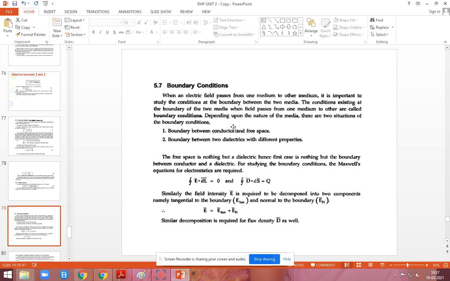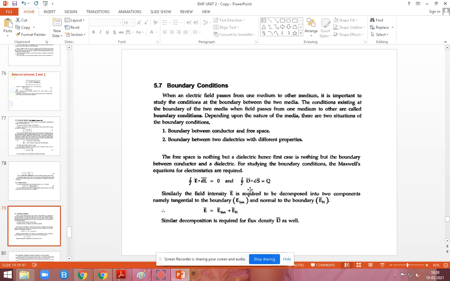Okay, so that will be learned here. The free space is nothing but a dielectric. இங்க free spaceங்கிறது dielectric தான் மீன் பண்ணிருக்காங்க. So now we are going to see the Maxwell equation which is going to be applied for the boundary condition. So Maxwell equation for electrostatic is nothing but this one.